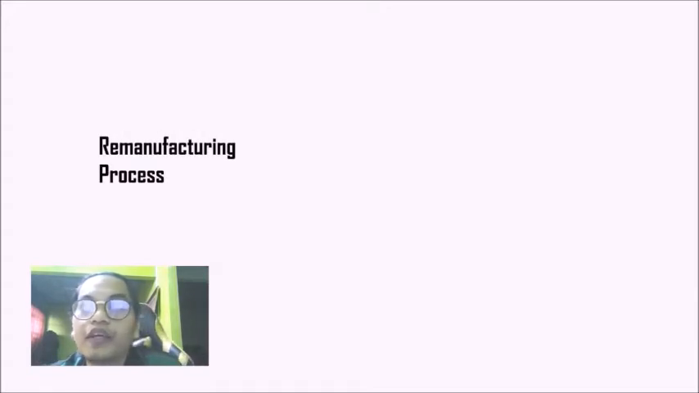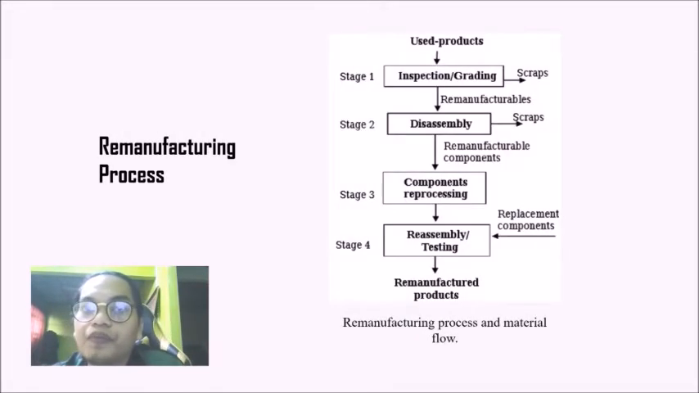Okay, next we talk about the manufacturing process. There are four stages in the manufacturing process that can be used on a used product to become a remanufactured product. The first stage is inspection or grading, the second stage is disassembly, the third stage is component reprocessing, and the fourth stage is reassembly and testing.